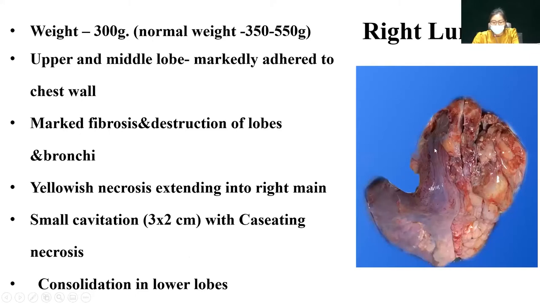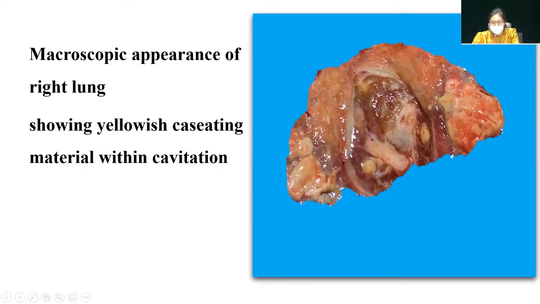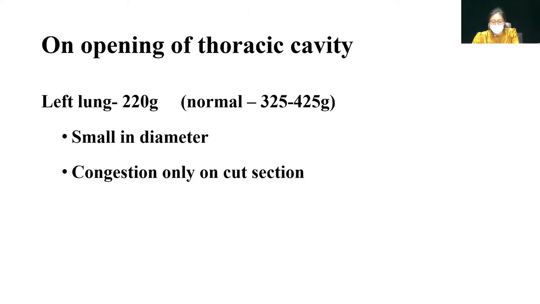Right lung showing extensive fibrosis and consolidation at the lower lobe. It weighed 300 grams and was mainly adherent to the chest wall by the upper and middle lobe. There was a yellowish necrosis extending into the right main bronchus. Also, a small cavitation measuring 3 by 2 cm with caseous necrosis. This is a cut section of the right lung upper lobe showing yellowish caseous material within the cavitation.